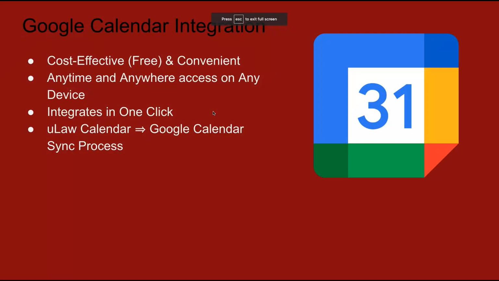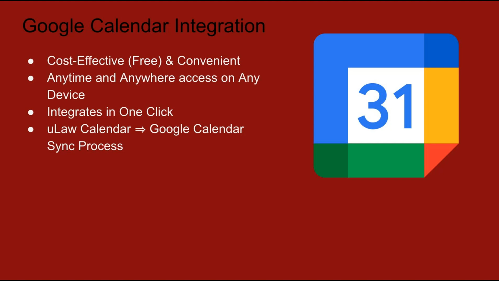Okay. Now, the next one is Google Calendar. This is, I think, one of the most recent features we introduced. I'm not too sure of the date, but I think sometime in 2022, we had an announcement of synchronizing your Google Calendar with uLaw Calendar. Now, how nice is it to have both the calendars synced in one place? And how long does it take to do that? So let's take a quick look at it.